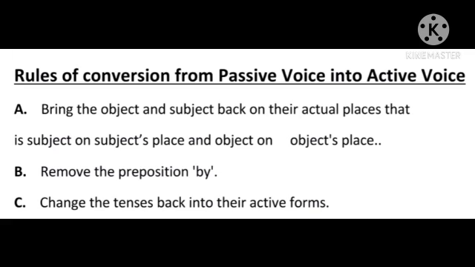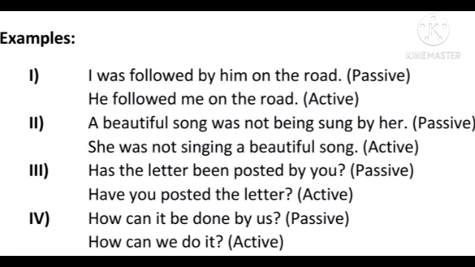The first thing, bring the object and subject back on their actual places, that is subject on subject's place and object on object's place. Second thing that we have to do: we added by, we should remove that. So remove the preposition by. And the third thing that we did while converting the sentence into passive, change the tenses back into their active forms. Let's try to understand it through examples.